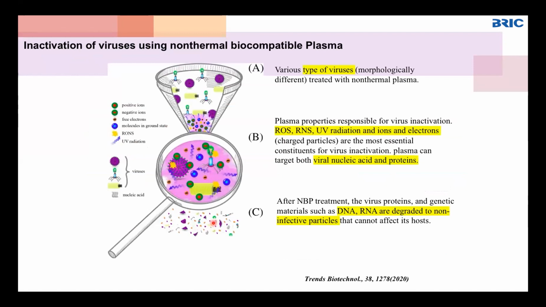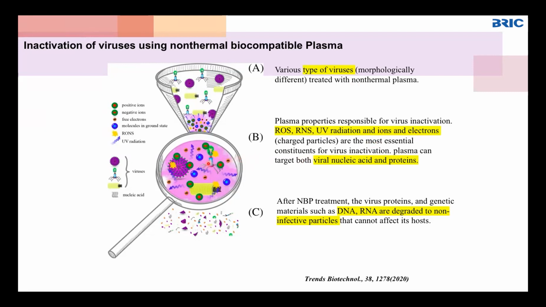So previously I showed you all the basic things. Now I will start on the inactivation of viruses using non-thermal plasma. Non-thermal plasma for inactivation of viruses is not a new thing. People already did it on bacteriophages and many other kinds of viruses to inactivate them. Various types of viruses, morphologically different, were treated by non-thermal plasma previously. And these viruses are inactivated based on reactive oxygen species, reactive nitrogen species, UV radiation, ions and electrons present in the plasma.